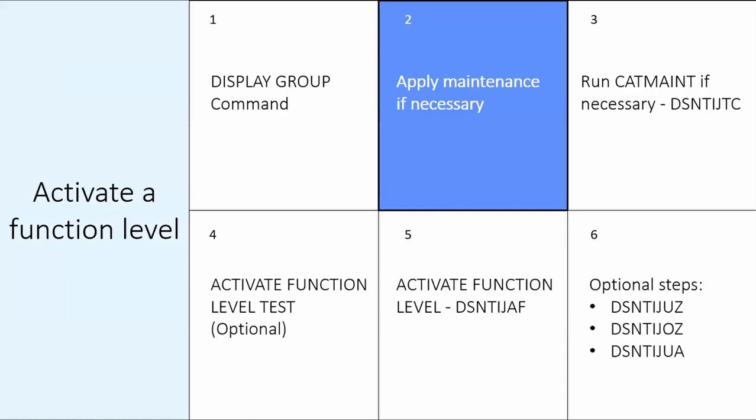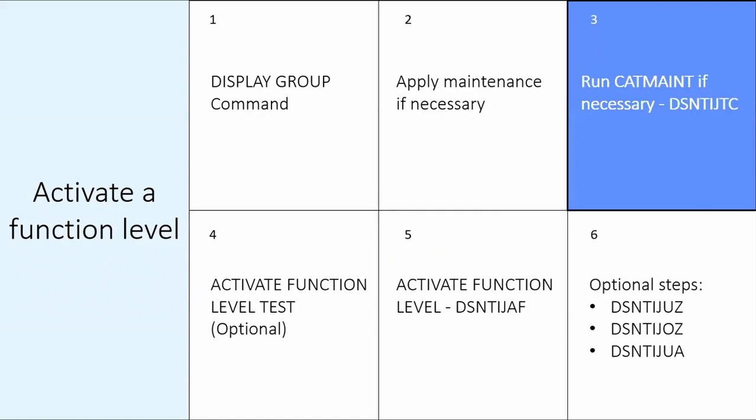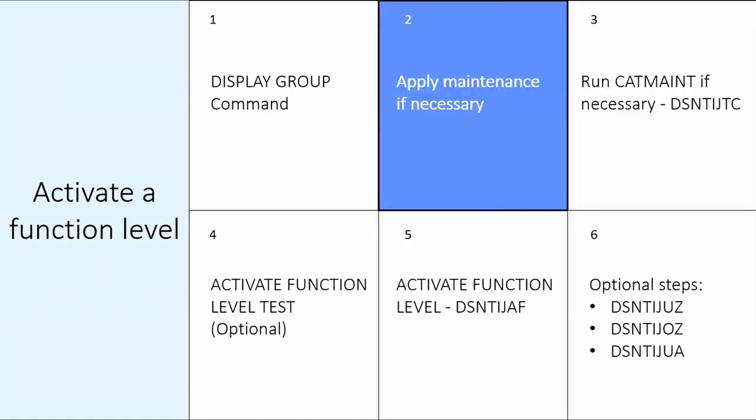So the next step is to apply maintenance if necessary. Mark mentioned maintenance earlier. This includes RSUs, recommended service updates, or PTFs, program temporary fixes, to bring your DB2 subsystem or the entire data sharing group up to the required code level for your target function. Since we just looked at the display group command, we are at a good code level and function level for what we are trying to do to activate 501. So if you are up to date on all of your maintenance, this may not be necessary, but it is always good to check here in this step.